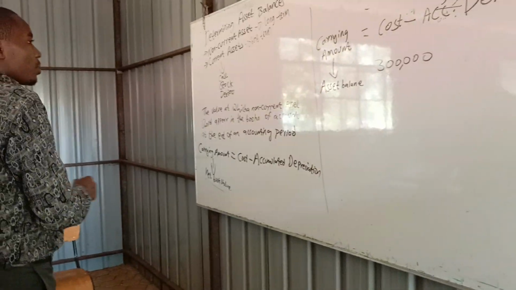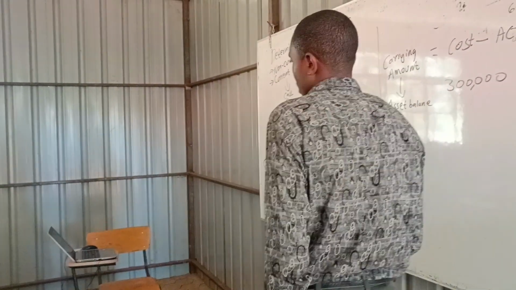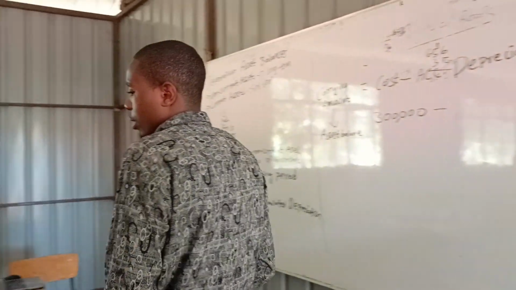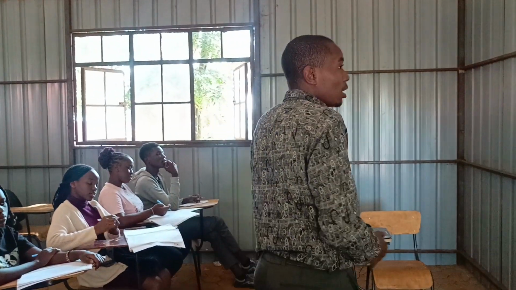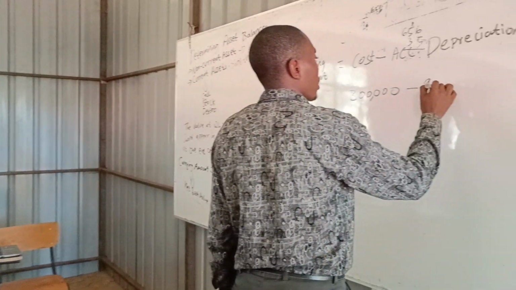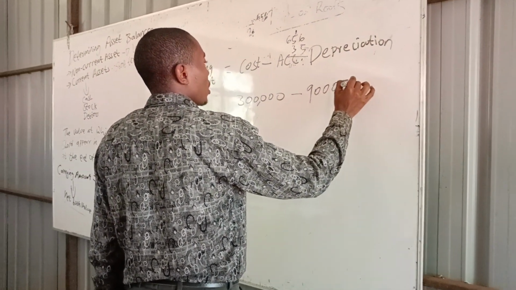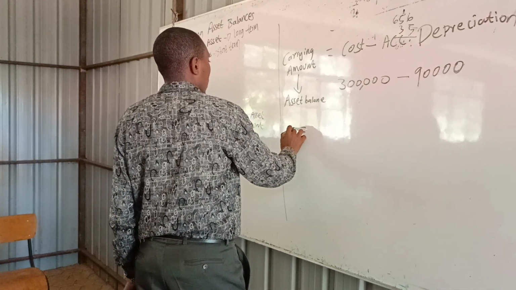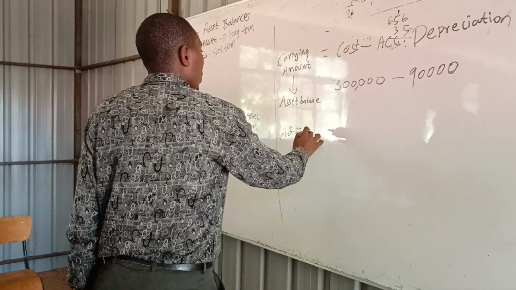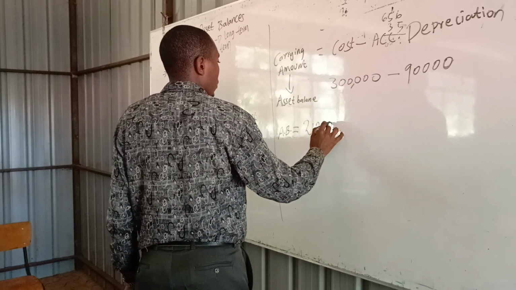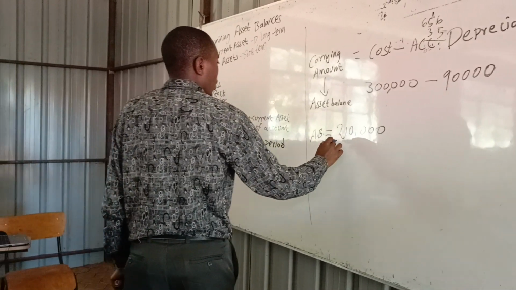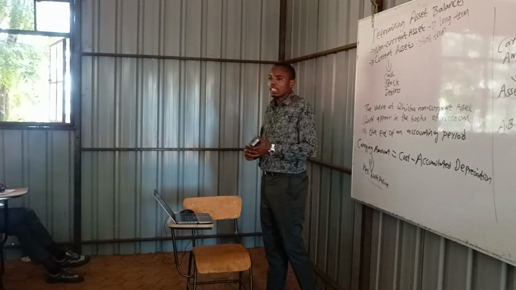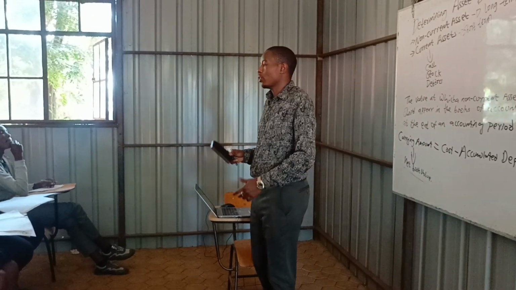Remember, in accounting you must always put these commas. They are very, very important. Minus depreciation. What was the depreciation for that year? 90,000. So our asset balance will be equal to 210,000. So that's our answer. So that's how basically you always get the asset balance or even the net book value that you record for that specific asset.